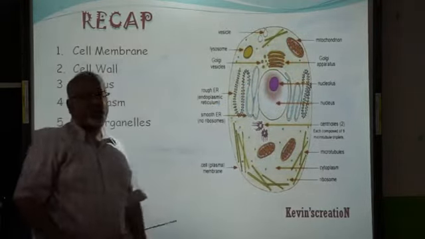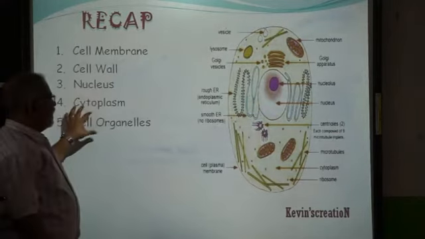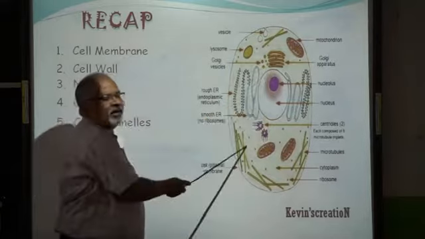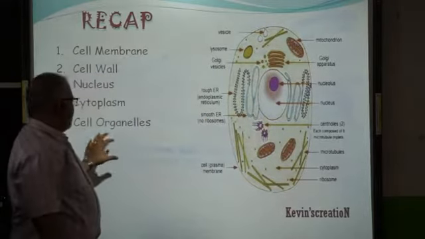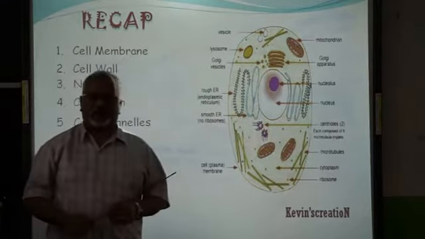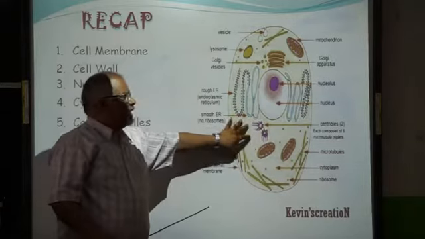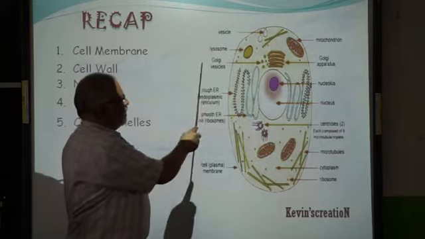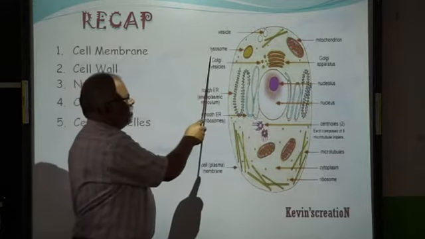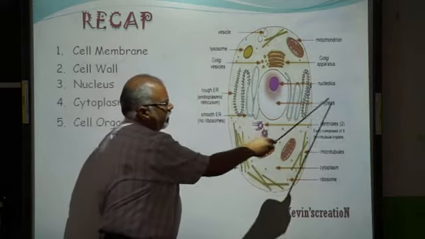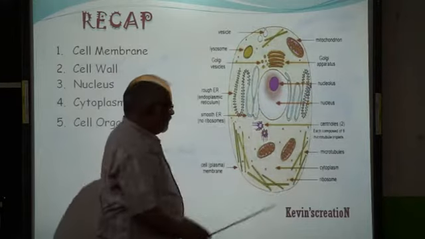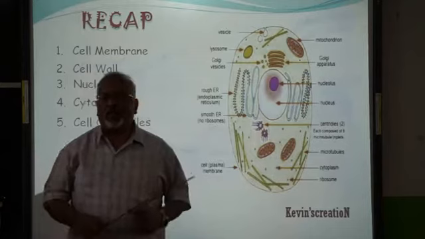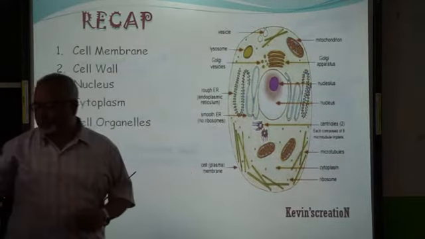Nucleus, which is the control center of the cell. Cytoplasm, the jelly-like structure filled inside the cell. And cell organelles. In the cytoplasm, we have many things. As you can see here, endoplasmic reticulum, Golgi bodies, lysosomes, vesicles. Here you have mitochondria, ribosomes, etc. All these are called cell organelles.